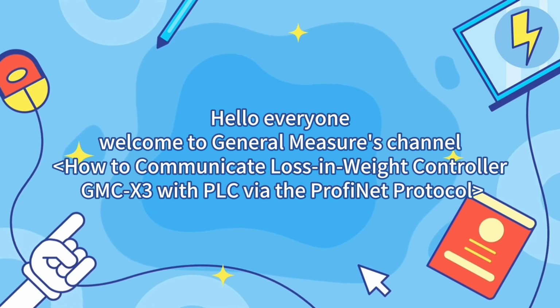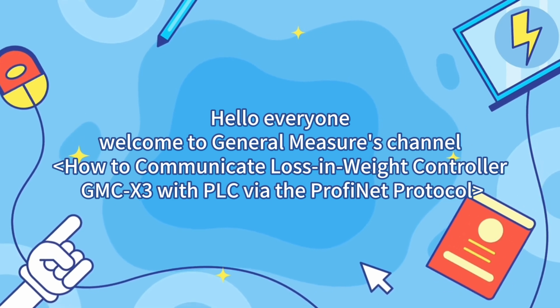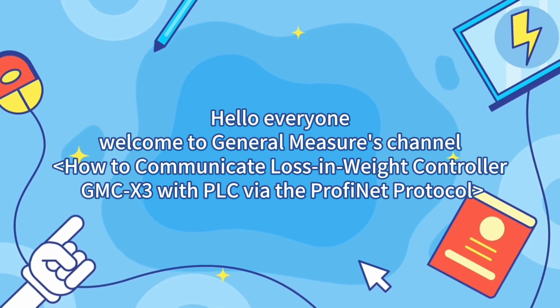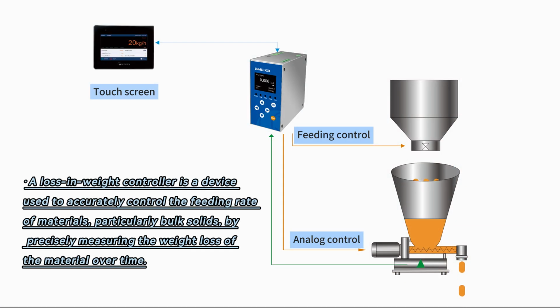Today we'll explain how to communicate loss and weight controller GMC-X3 with PLC via the PROFINET protocol. A loss and weight controller is a device used to accurately control the feeding rate of materials, particularly bulk solids, by precisely measuring the weight loss of the material over time.